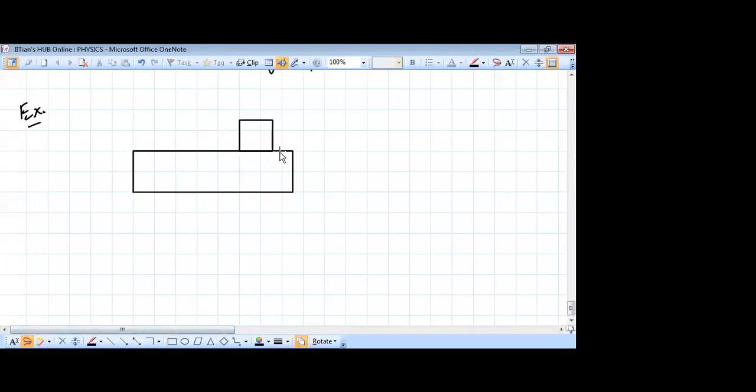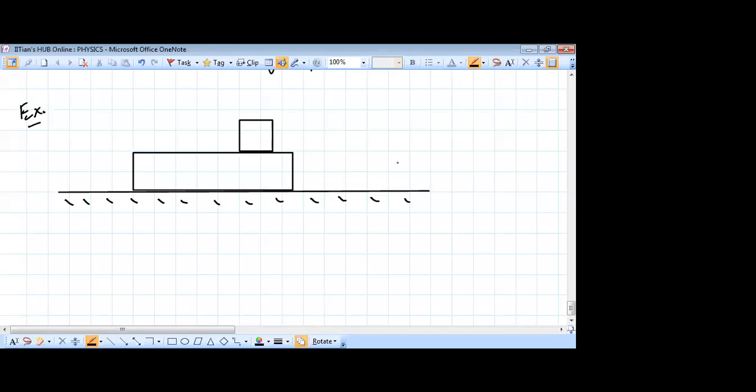If that was the case. Okay. Whereas the floor is still smooth. The floor is still smooth. So this is still a smooth or frictionless surface.